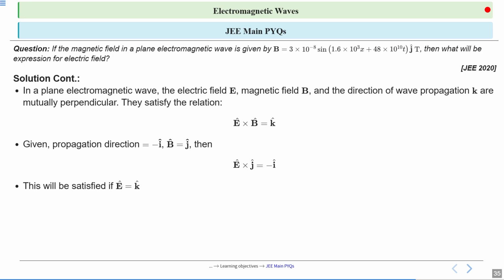Okay. So K cross J will be equal to minus I cap. So the direction of electric field will be along K cap, means it will be along Z axis.